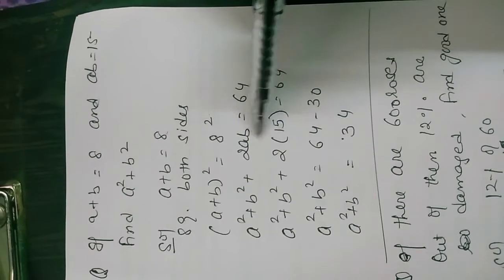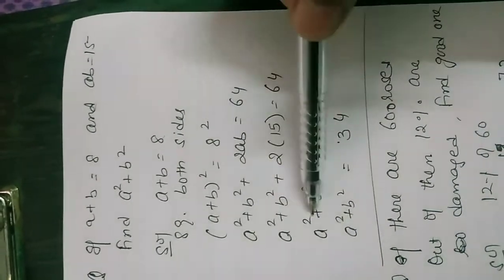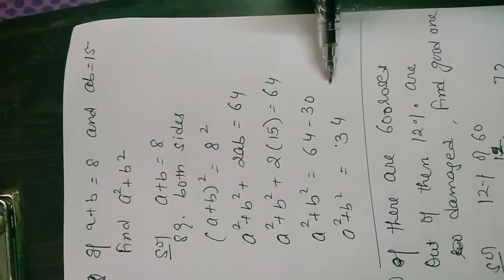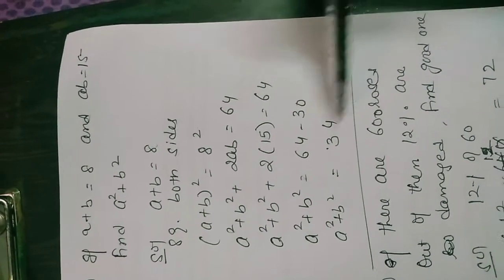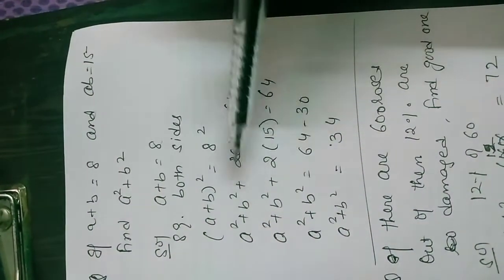Put the value of ab as 15, that is given. So 15 twos are 30. Subtract it on the right hand side and you will get your required answer. Only you have to open this a plus b whole square, and after this you have to place the value of ab.